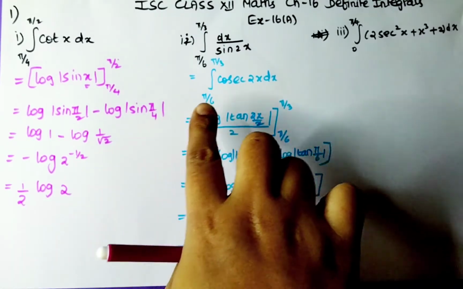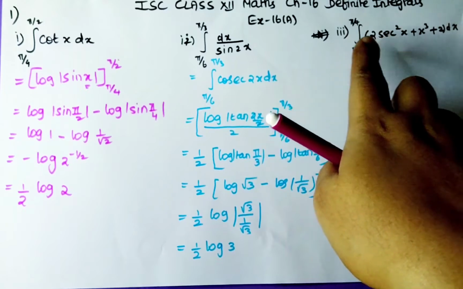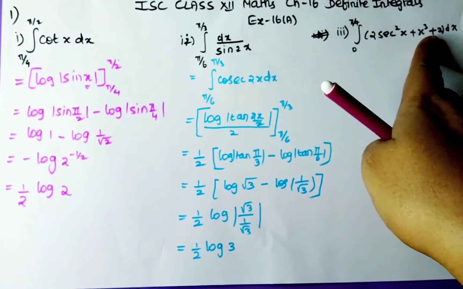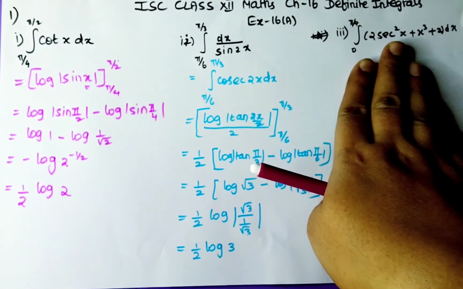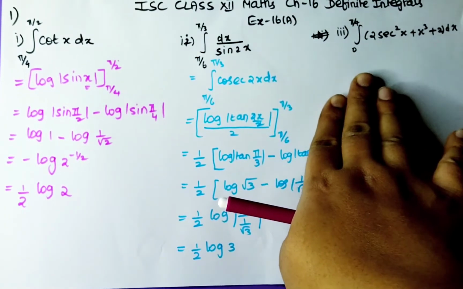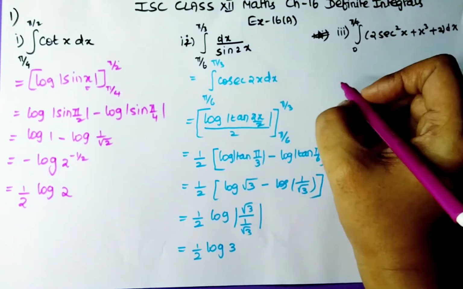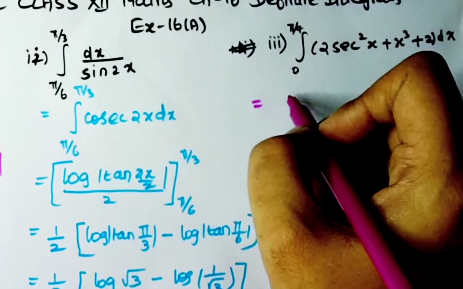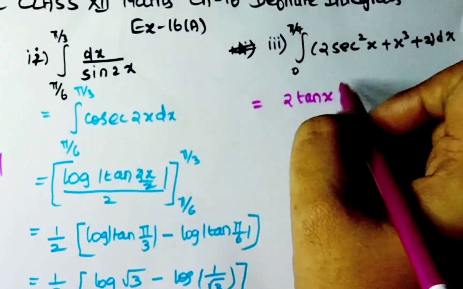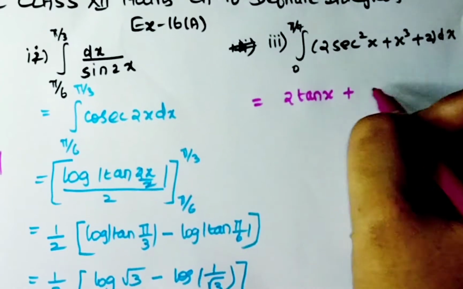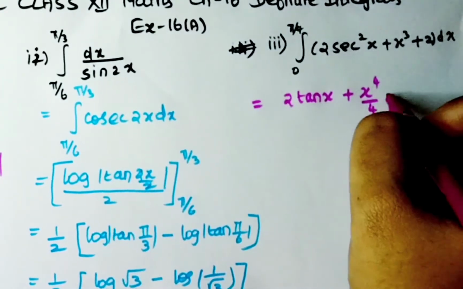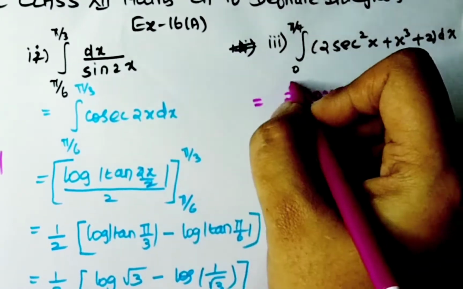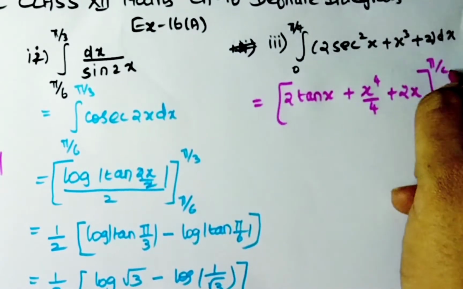It's actually first subdivision, second subdivision, third subdivision, sorry. Integral 0 to pi by 4, 2 secant square x plus x cube plus 2 dx. Either you can separate all the three terms into three integrals, or inside this integral itself we can do. Integration of secant square is tan x. So we have 2 tan x as 2 is in product. And x cube is x power 4 by 4. 2 into dx, it will be 2x. Now the limits 0 to pi by 4.